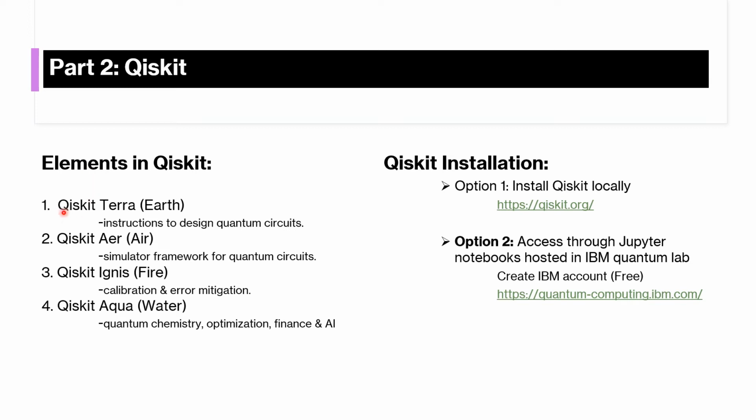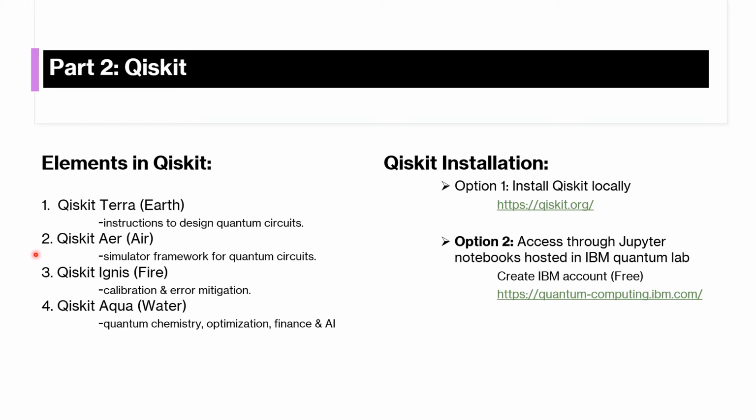First one is Qiskit Terra. It is called the Earth element because it is the foundation of Qiskit and provides a set of instructions to design quantum circuits. The second one is Qiskit Aer. It provides a high-performance simulator framework for quantum circuits to run the program on local simulator or real quantum hardware.